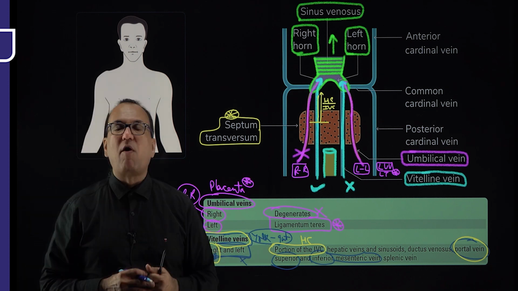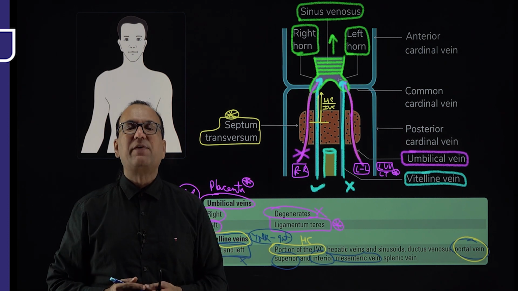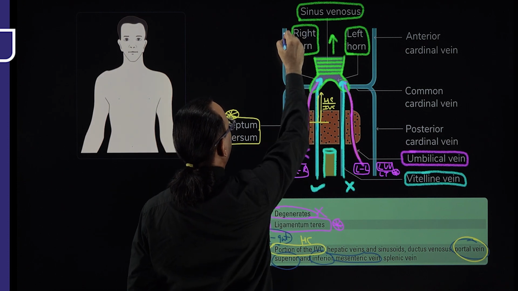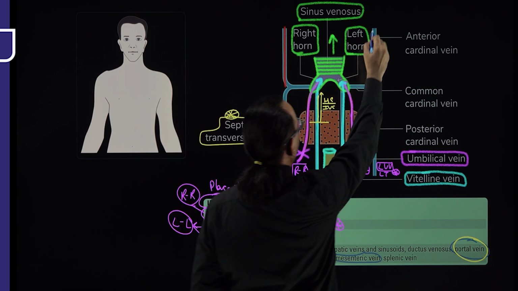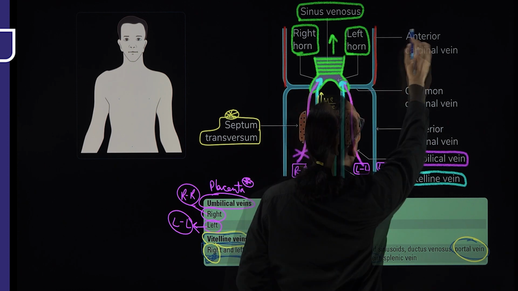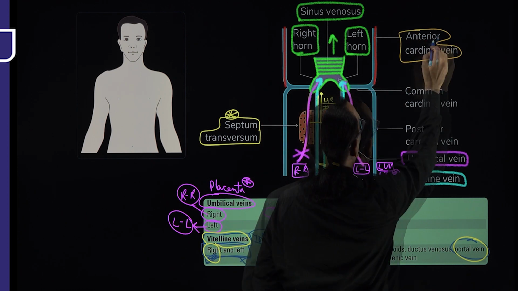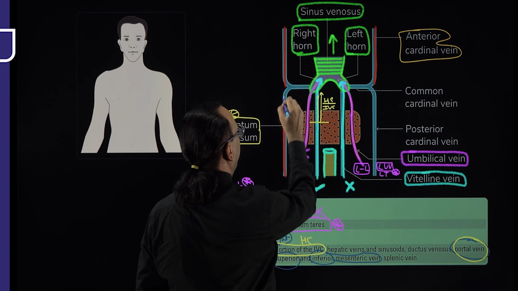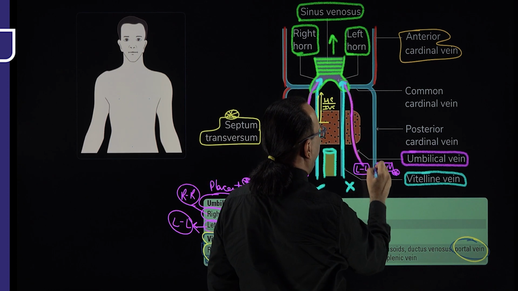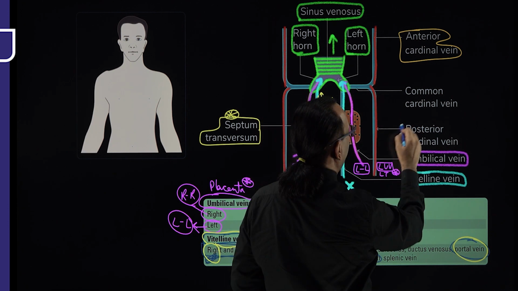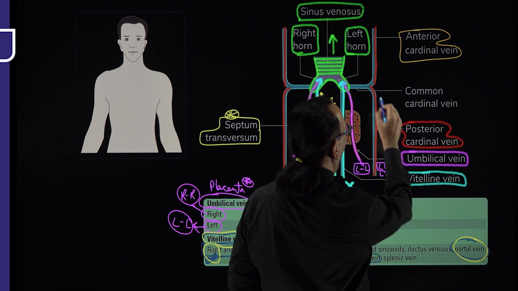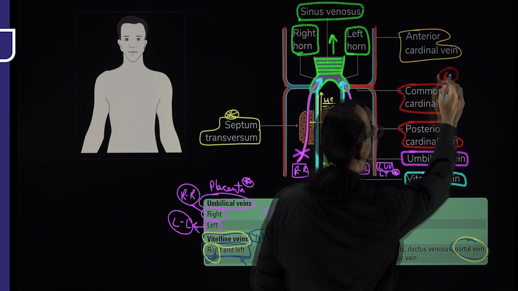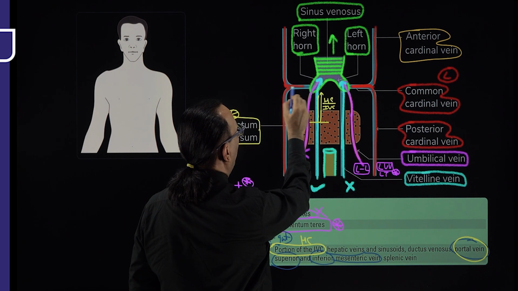Then what about the body wall, the cardinal veins? As we have learnt, the body above diaphragm drains into the anterior cardinal veins. As you can see, body above diaphragm draining into the anterior cardinal veins, whereas the body below diaphragm draining into posterior cardinal vein. And then these cardinal veins, they join to form common cardinal vein. This is common cardinal vein on the left side and that is the common cardinal vein on the right side.